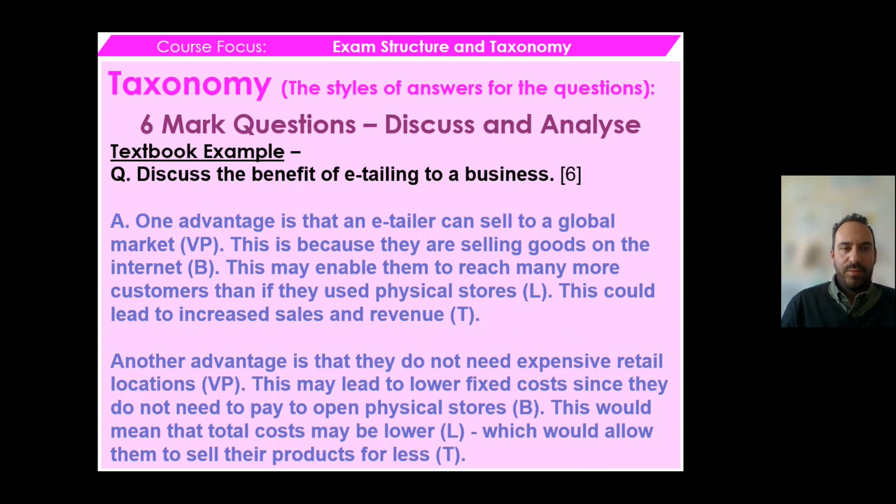All right, so here's a textbook example. Discuss the benefit of e-tailing to a business. This is for 6 marks. So 1 advantage is that an e-tailer can sell to a global market. That's the valid point there. This is because they are selling goods on the internet. This may enable them to reach many more customers than if they used physical stores. That's what you lead to. This could lead to increased sales and revenue. So all of those points were linked.